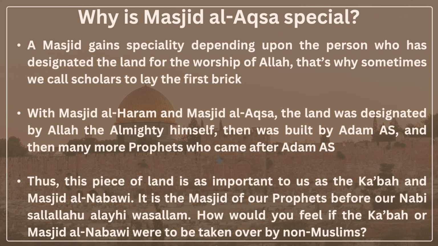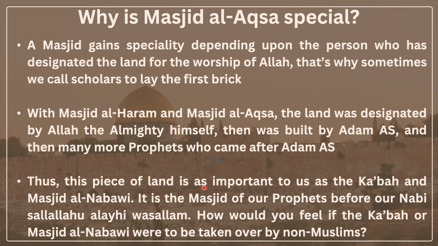With Masjid al-Haram and Masjid al-Aqsa, the land was designated by Allah the Almighty, and then it was built by Adam alayhi salam, and then many more prophets who came after Adam alayhi salam. As for Adam alayhi salam, did he actually build a building, or did he just designate the land on behalf of the Almighty himself? We don't have clear indications, but he could have built a building, or he might not have built a building and just designated the land. Allah knows best, but he definitely designated the land for the worship of Allah as a minimum. He may have built a building as well.